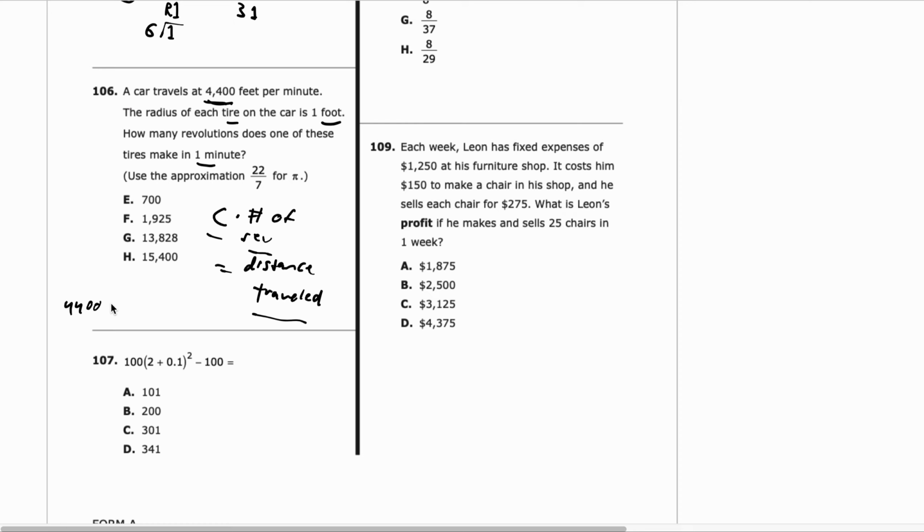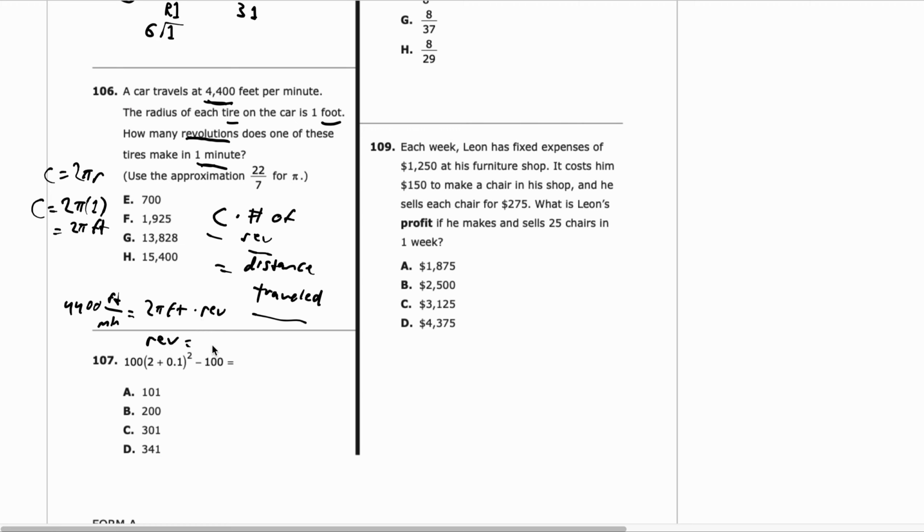4,400 feet in a minute, right? Okay, so the radius of each tire is 1 foot, and so circumference is 2 pi r. So the circumference of the wheel is going to be 2 pi times 1, which is 2 pi, and that'll be in feet. So we said that the distance traveled is equal to the circumference times the number of revolutions. And the number of revolutions is what we're trying to solve for, right? So we just have to solve for the revolutions.